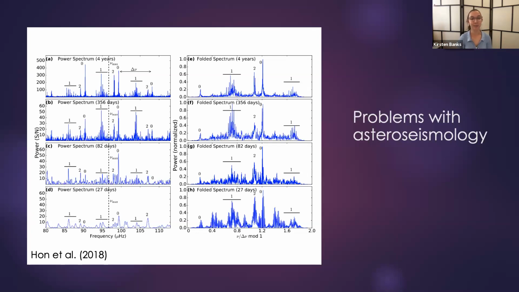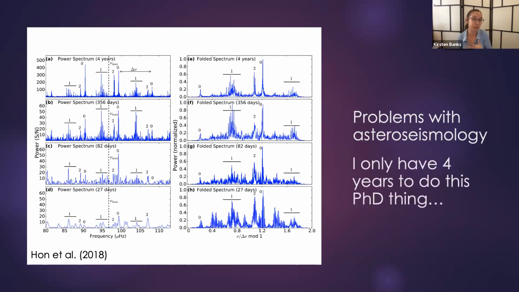Now, while asteroseismology is fantastic and the gold standard in red clump, red giant branch classification, it is very time intensive, with observation times of days up to years, where the longer observation times expectedly result in greater signal to noise. However, I only have 4 years to do this PhD thing, so we need to find a bit of a quicker way to distinguish between these two types of stars for the purpose of galactic archaeology.